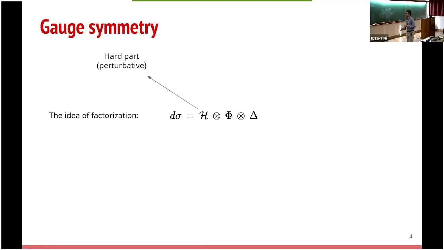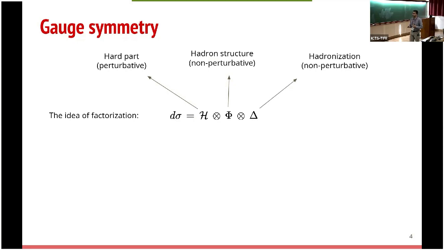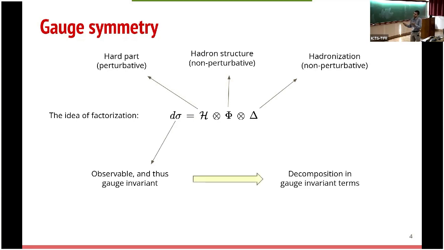So the hard part describes the hard interaction between the photon, the quarks, and the associated gluons. The hadron structure part, the correlation functions that define the PDFs, and the hadronization part, which is also non-perturbative in part as the hadron structure part, contains the fragmentation functions. As I said, the cross section is observable, so it's a gauge invariant quantity, and the idea is to decompose the cross section in terms of gauge invariant terms.